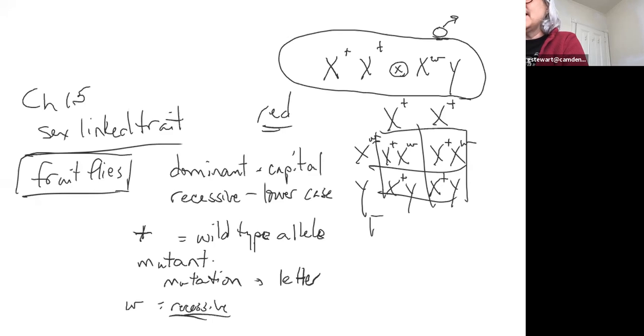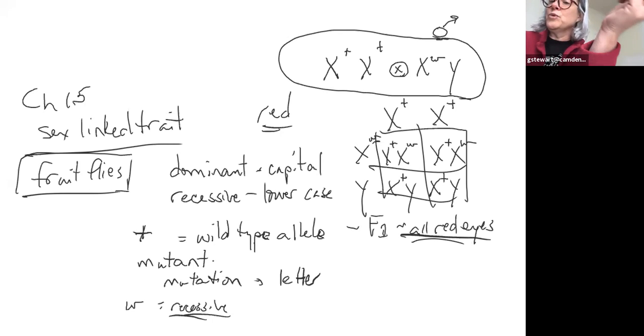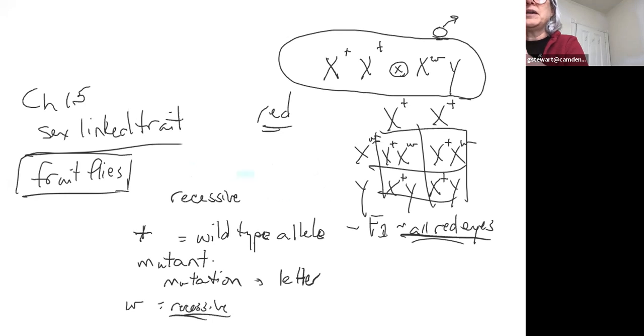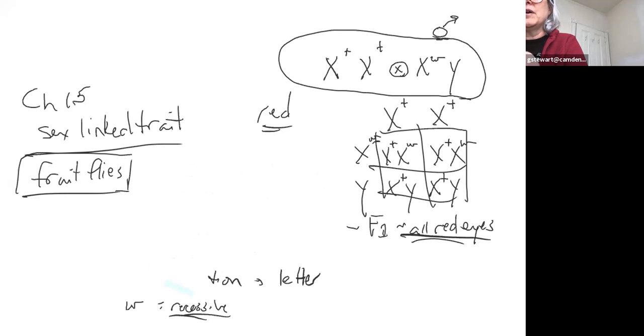So you can think of this like an F1, right? Sort of like an F1. And we have all red eyes, right? So it still follows Mendel's rules. Wild type in this case is dominant to the white-eyed being recessive. So everybody has red eyes, whether they're male or female. It's not until the F2 generation that we see some differences. And I'm going to just erase this part so I have a little bit of space to draw the second Punnett square on the same whiteboard for you.